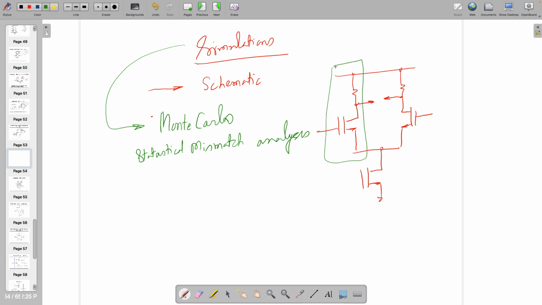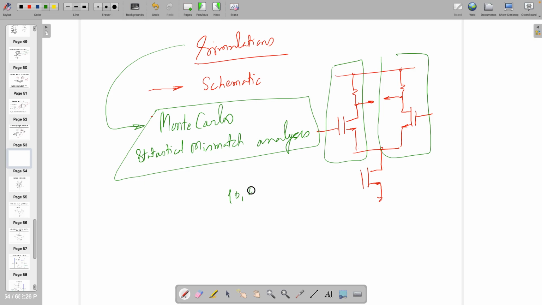So this side is not exactly identical to this side. There is some mismatch, and that affects how your output is actually behaving. For that we are doing such kind of simulation. In this course we are not doing it, but if you want, you can further extend it and design your op amp or whatever circuit you are doing for Monte Carlo also, just to check whether it's working under the statistical mismatch or not. If it is not working for something like 10,000 corners or 10,000 runs, then you have to do something so that it works, right?